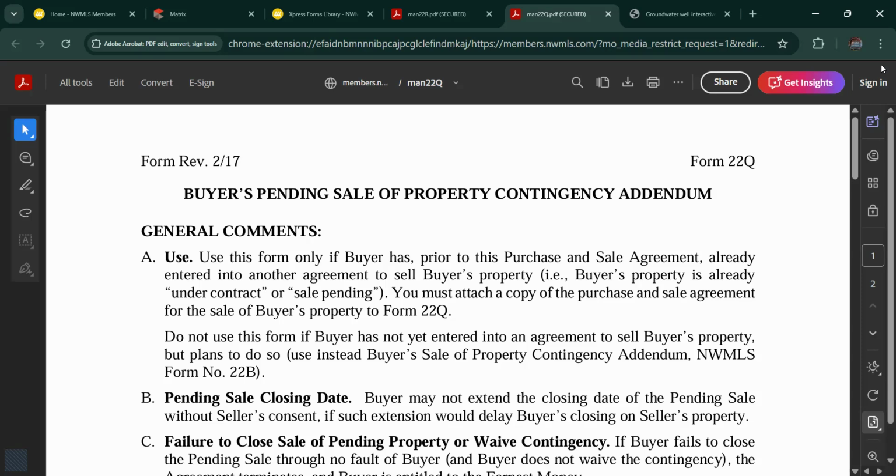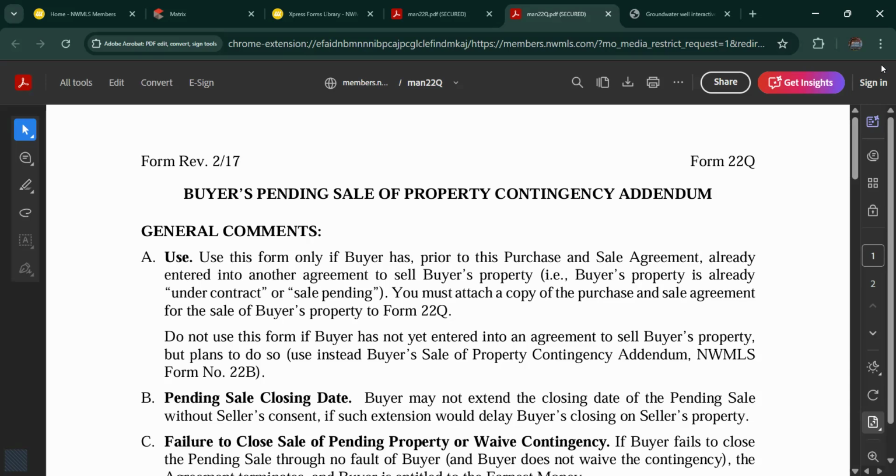So I'll give you guys the answer. Yes, it is the exact same. Does the buyer have a mutually accepted contract to sell their property? And that's the difference. So as long as they've got it under contract.